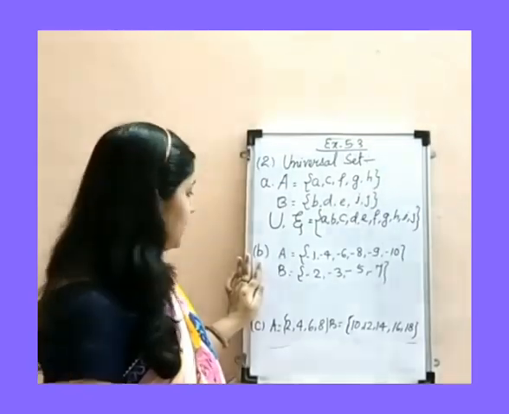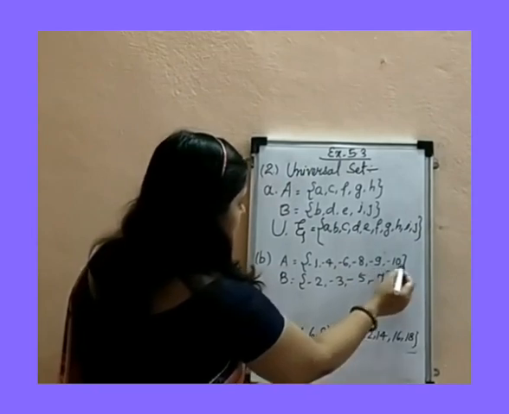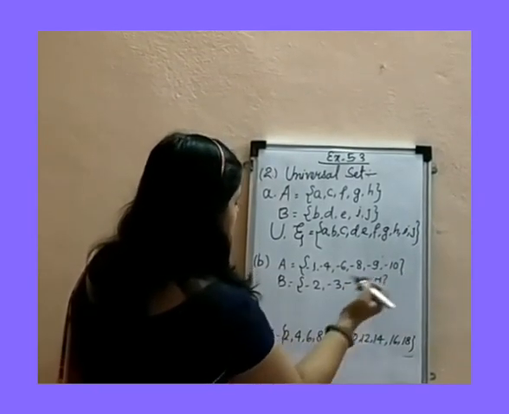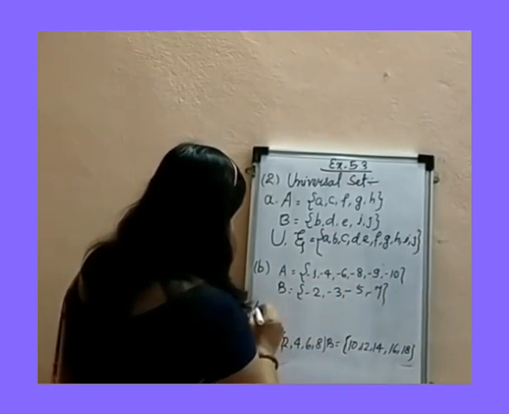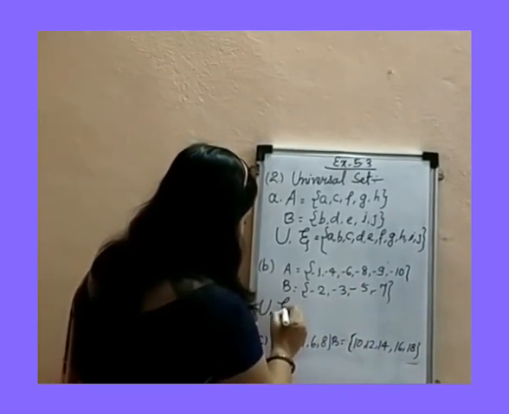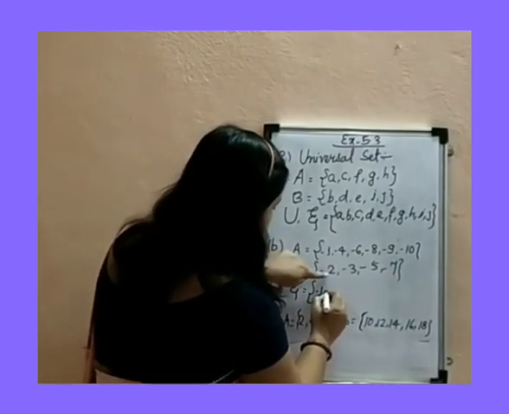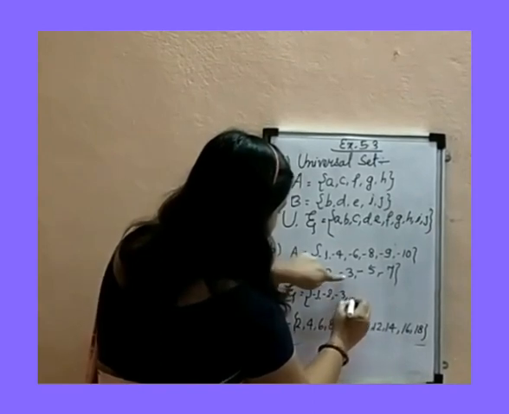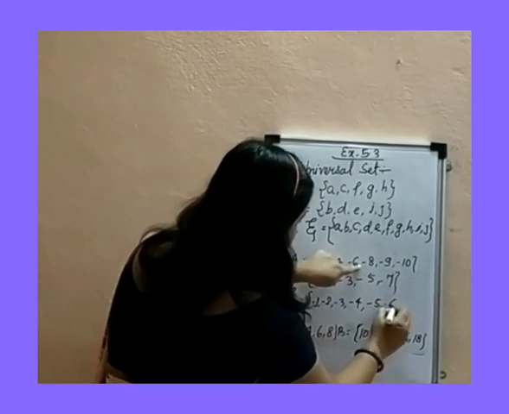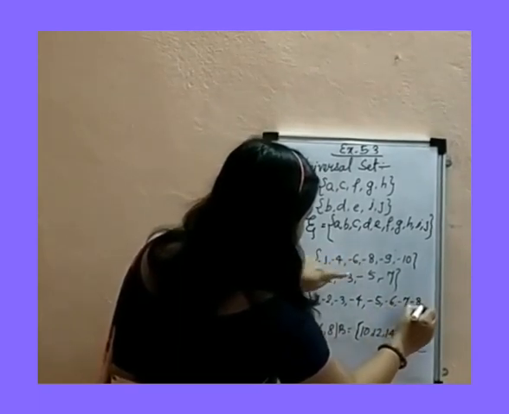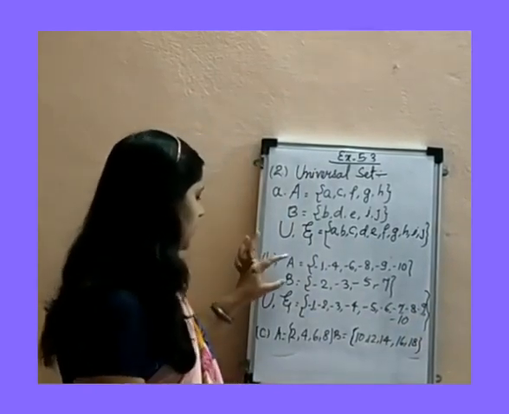Now question B. Set A is equal to minus 1, minus 4, minus 6, minus 8, minus 9 and minus 10. Set B is equal to minus 2, minus 3, minus 5 and minus 7. So the universal set is equal to minus 1, minus 2, minus 3, minus 4, minus 5, minus 6, minus 7, minus 8, minus 9 and minus 10. That is the universal set of A and B.